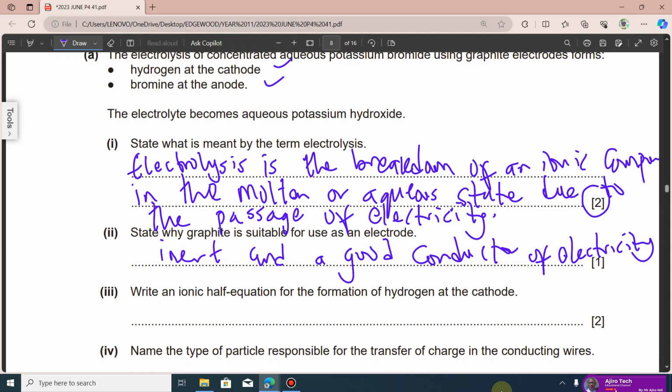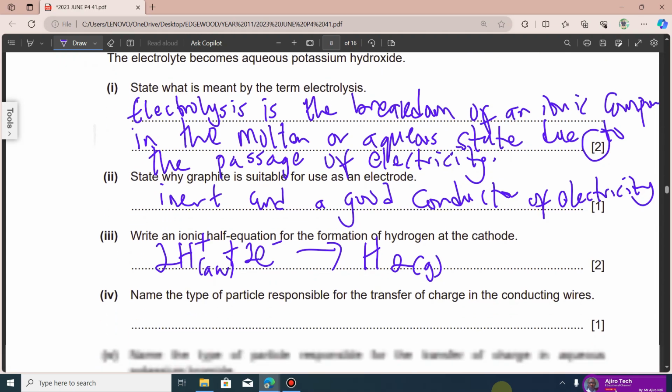Write an ionic half equation for the formation of hydrogen at the cathode. Now, at the cathode, there is gaining of electrons. So the hydrogen ion gains electrons to form hydrogen gas. I always like including state symbols in this case. To balance the equation, two hydrogens here, so there should be two here. And then to balance the charge, include a 2 here so that the 2 plus minus 2 becomes 0. So this will get you the full 2 marks.